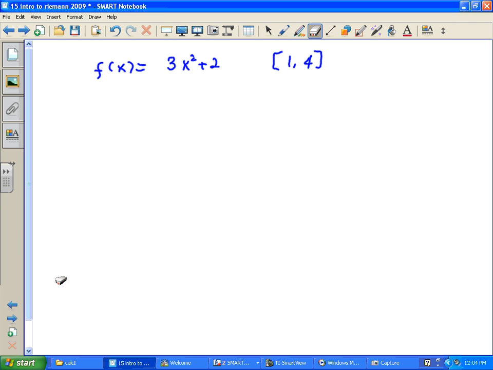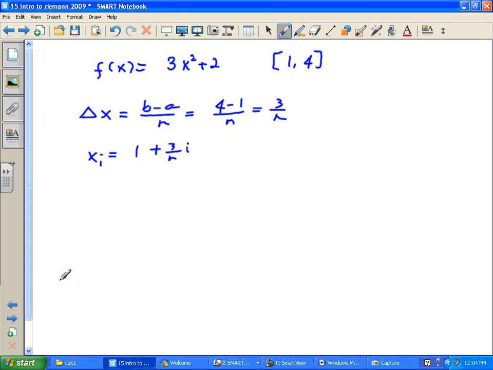So set up an integral that represents the area under 3x squared plus 2 over the interval from 1 to 4. Let's begin with delta x, the base of each rectangle. The base is b minus a over n. In this case, that's 4 minus 1 over n, or 3 over n. X sub i, the partition points. You start with the left endpoint of your interval, and you keep adding multiples of your delta x, so 1 plus 3i over n.